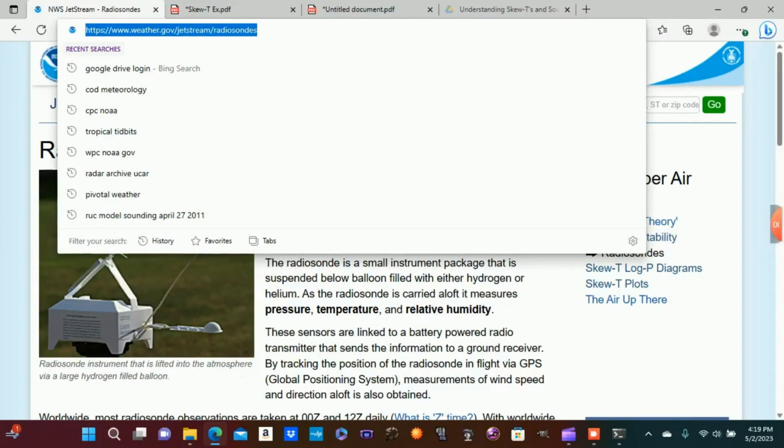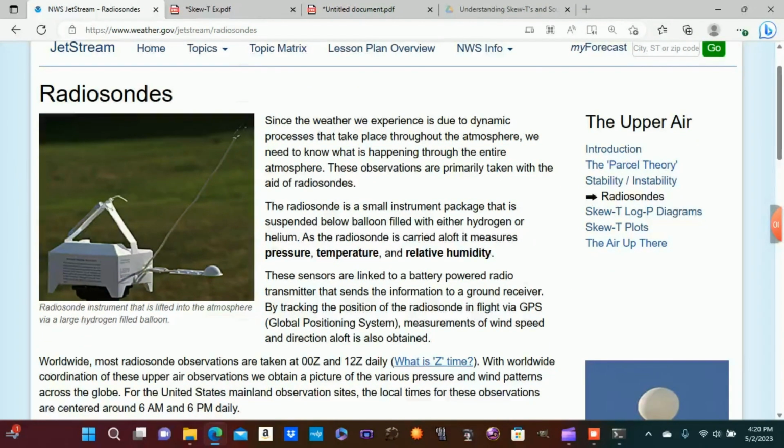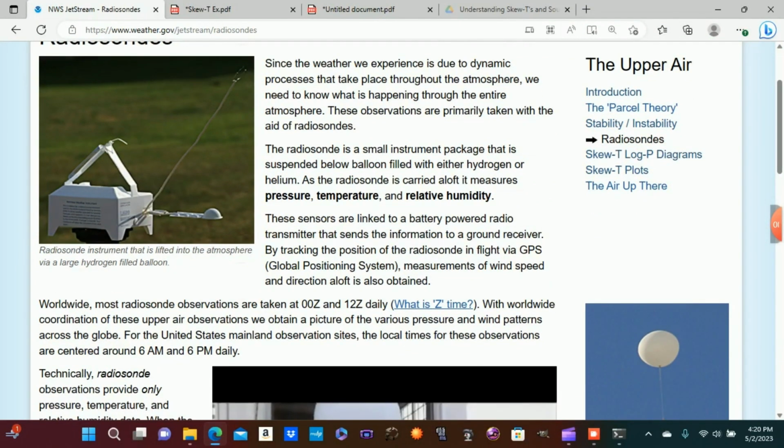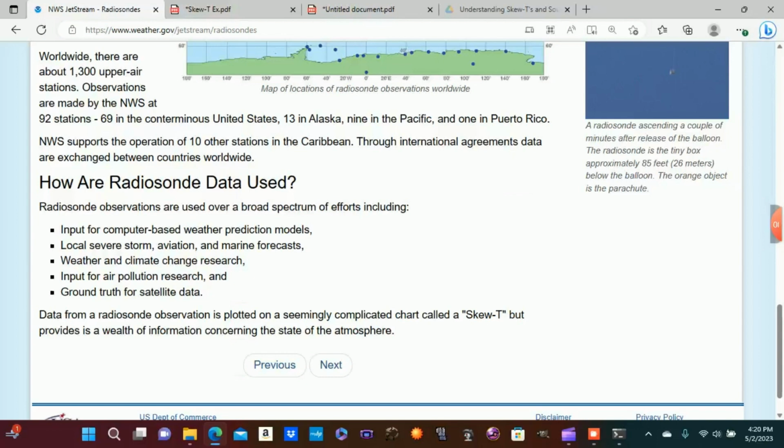So how do we collect the data we need for our Skew-Ts? We launch radiosondes that are attached to weather balloons. And the radiosondes will collect data such as pressure, temperature, and relative humidity. I'm not going to bore you by reading this website word for word. You can go read it for yourself on your own time if you wish. So I'm just going to point out what I want to discuss here.